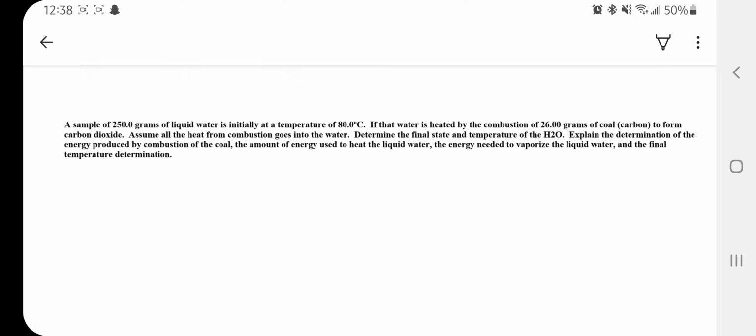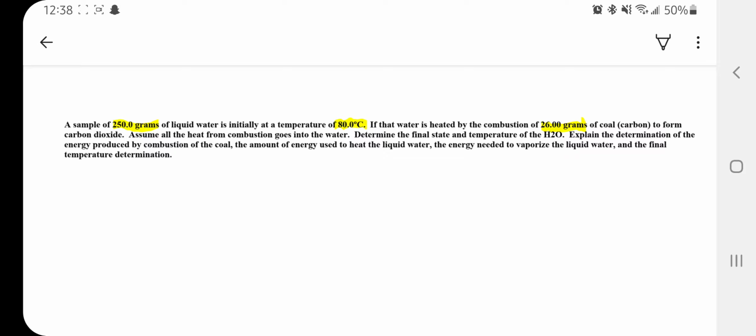A sample of 250 grams of liquid water is initially at a temperature of 80 degrees Celsius. If that water is heated by the combustion of 26 grams of coal, carbon, to form carbon dioxide, assume all the heat from combustion goes into the water. Determine the final state and temperature of the H2O.